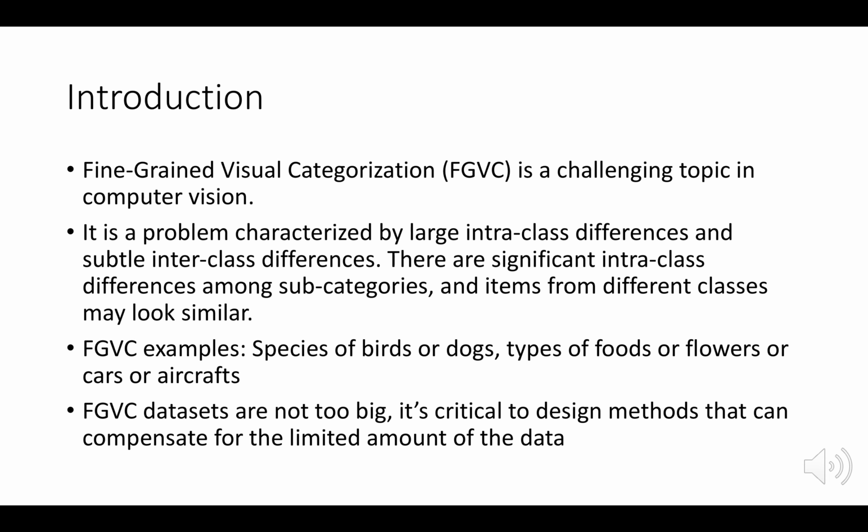So fine-grained visual categorization is a challenging topic in the field of computer vision. The main challenge is it has large intraclass differences and subtle interclass differences. So there are significant intraclass differences among subcategories, and items from different classes may look very similar. Examples of FGVC are species of birds or dogs, or different types of foods or flowers or cars or aircrafts. And the main problem is FGVC datasets are not very big, so it is very critical to design methods that can compensate for the limited amount of data.